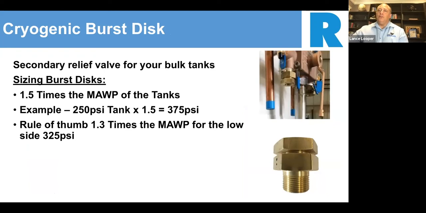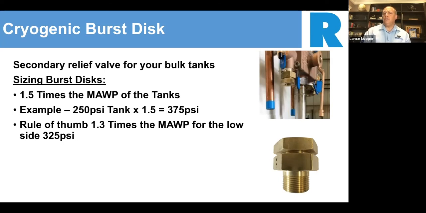So, cryogenic burst disc. I put this in here because a lot of times I get calls on a regular basis for bulk tanks where their burst discs have gone off. These burst discs are really a secondary relief valve. They're commonly not supposed to go off on your tanks, but when they do, unfortunately, they are a throwaway item. There's no way to reset these. You will have to replace these.